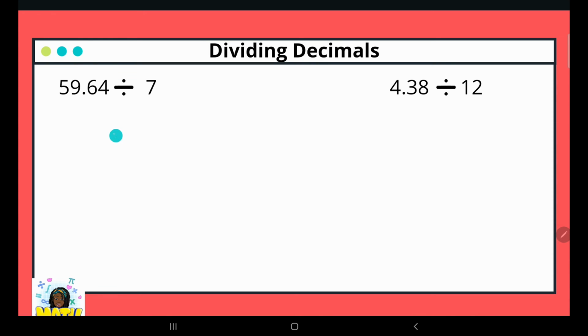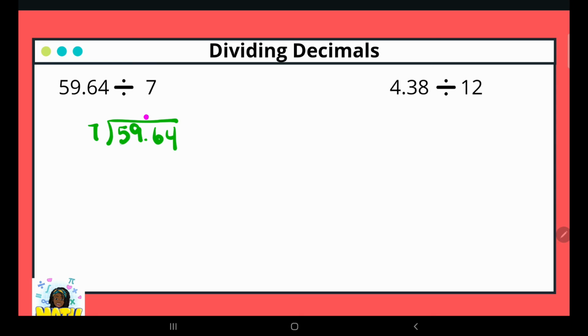So we're going to go ahead and draw the house. Inside the house, I'm going to put my dividend, which is 59.64. And outside the house, I'm going to put my divisor, which is 7. Now the step said to put the decimal point directly above where it is in the dividend. So if it's here, I'm going to put it directly on top of it. Now I'm going to divide like I normally would.